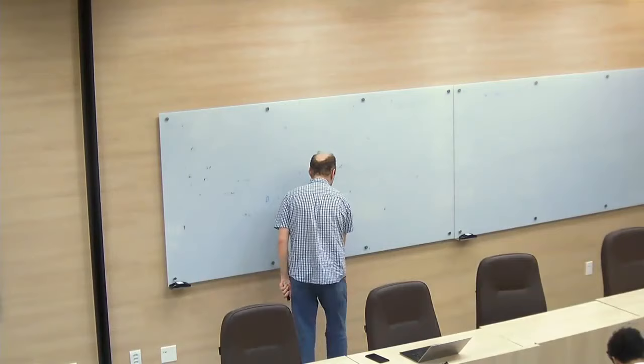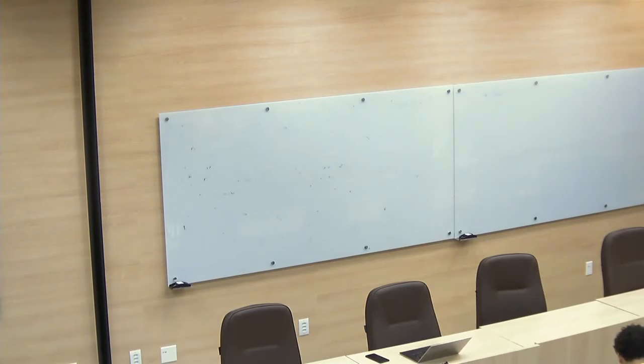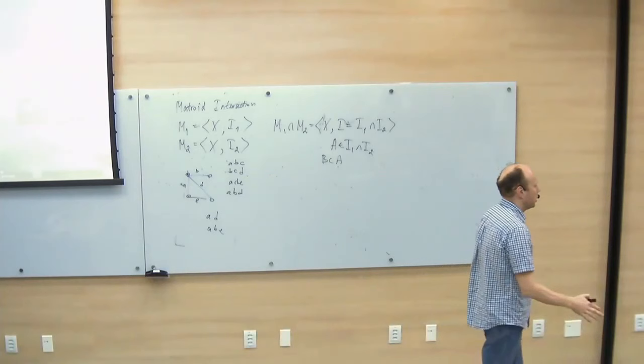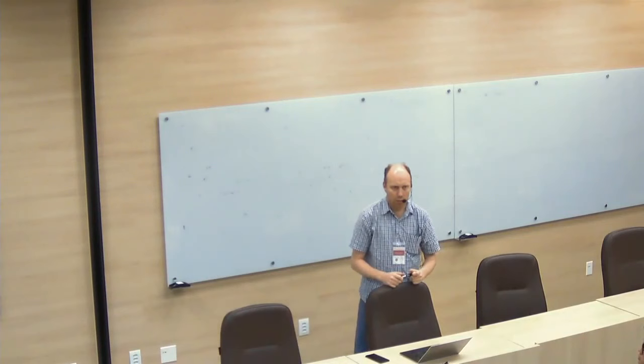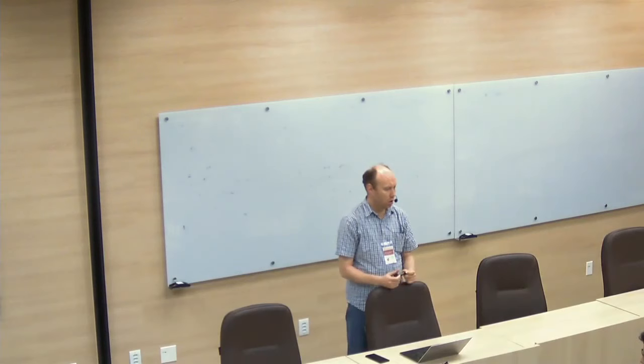So, we want to solve the following problem. We have two matroids, and we want to find the maximum size set that is independent in both matroids. Okay, let's start with the greedy approach. We start with an empty set, which is clearly independent in both matroids. While there is at least one element that can be added to our set so that it is still independent in both matroids, we add this element.